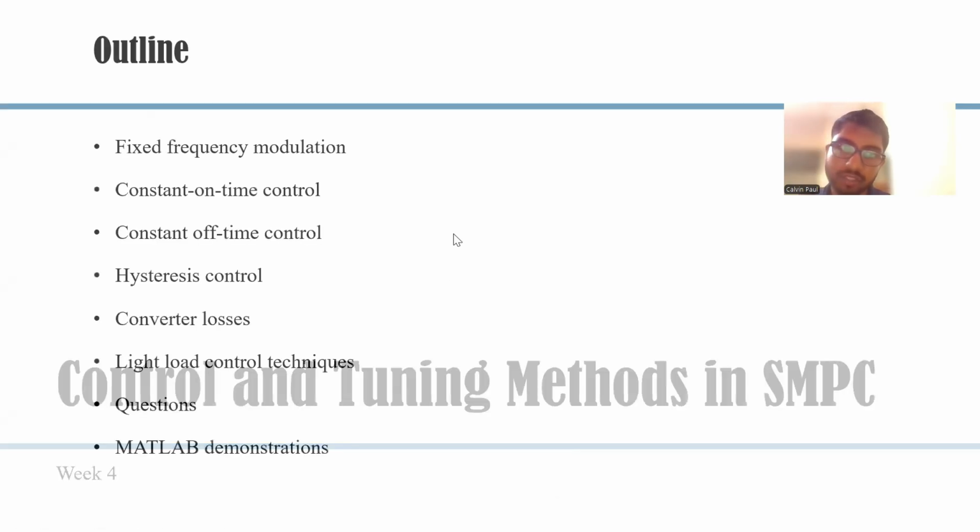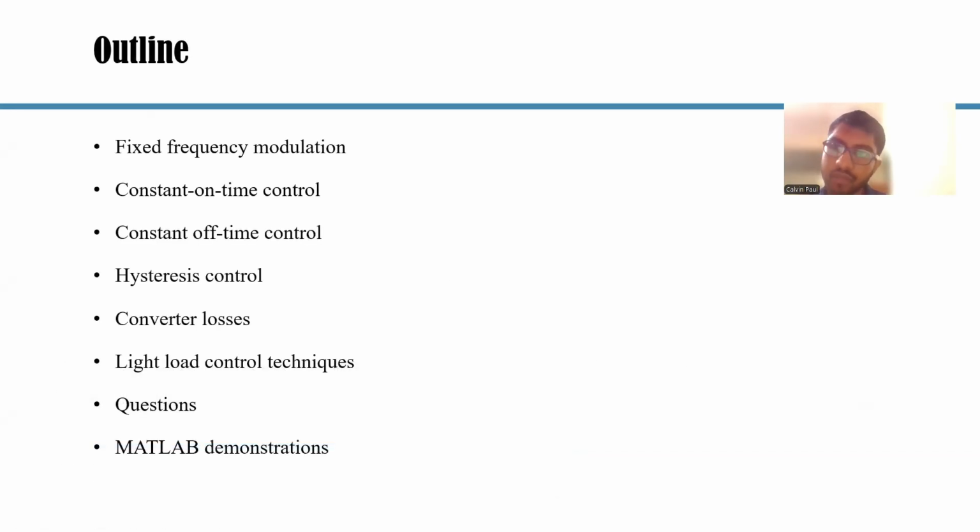So this is the outline which we will see today. We will be discussing fixed frequency modulation. What are the techniques which we have seen before? Then what are the limitations of fixed frequency control, and why do we go for variable frequency control? In variable frequency control, there are basically three main kinds of control techniques. One is the constant on-time control, one is the constant off-time control, another is hysteresis control. So these things are there. We will also discuss converter losses and certain light load control techniques.